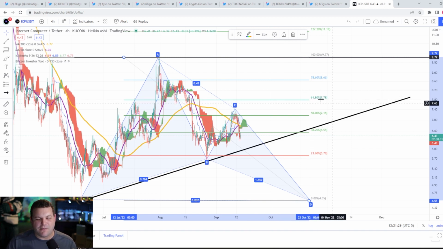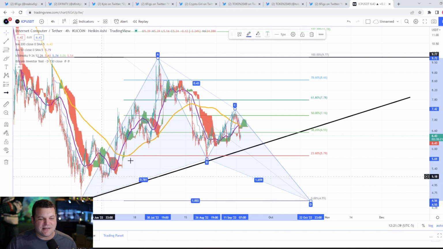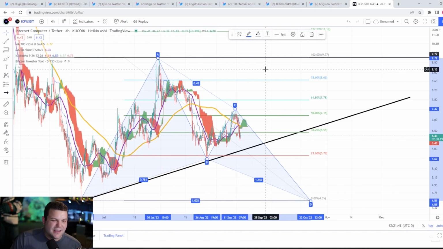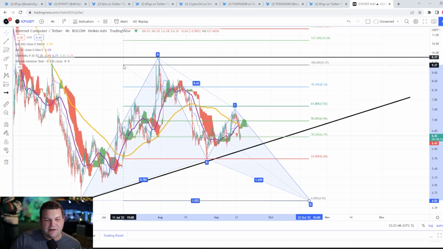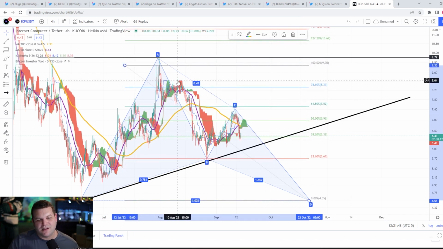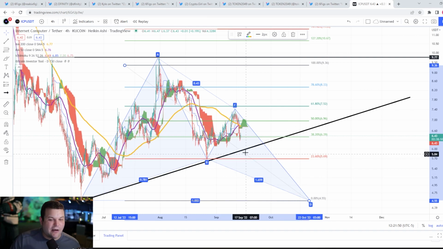ICP came up to around the 61.8. Technically, I would have liked to see ICP wick this 61.8 level a little bit more. It just is what it is. Will we get this harmonic pattern? I mean, quite possibly, and I hope we don't.